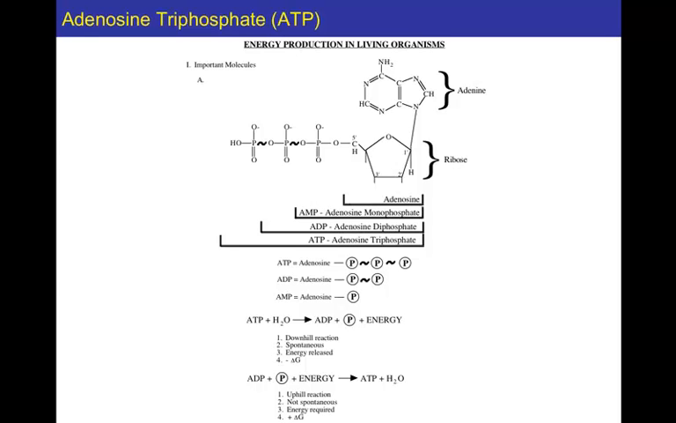On the other hand, the breakdown of ATP, hydrolysis, because water is introduced across the bond, is a downhill reaction. It is spontaneous, energy is released in the process, and it is a negative delta G reaction. Again, keep in mind that you're breaking down nucleotides in one case, and building them up in the other. Breaking them down releases energy. Building them up requires energy.